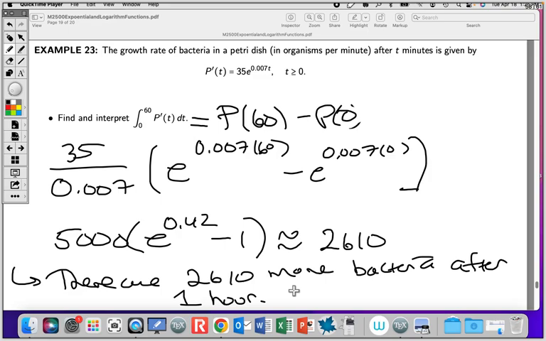Now we don't know how many bacteria there are initially. They haven't told us that yet. So we don't know how many there are total at that time, but we do know the net change is 2,610. So after an hour, there's 2,610 more bacteria than when we started.